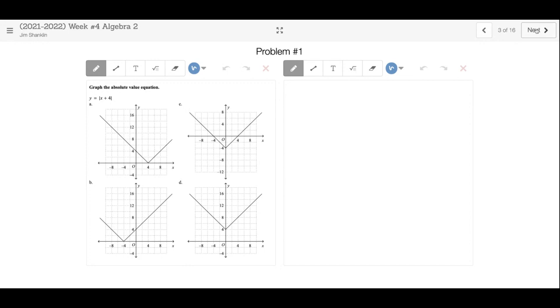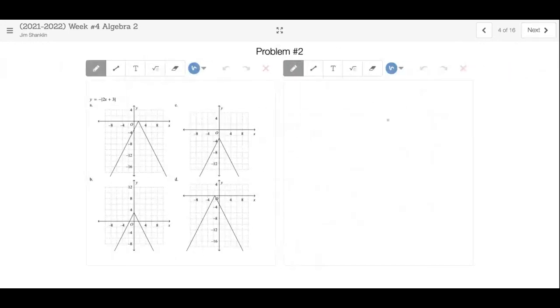So let's go to problem number 2 for this week. Oh, another nice, easy one. No work to be done here, right? We have y is equal to the absolute value of 2x plus 3. Oh boy, what does that mean? All right, so which one is it going to be? To the left, okay, and flipped upside down, right? So letter D, I agree with letter D.